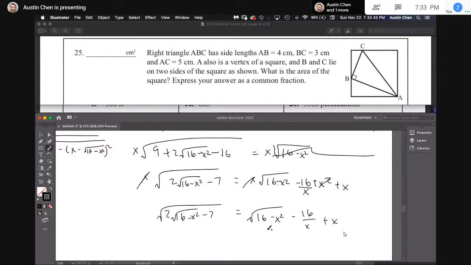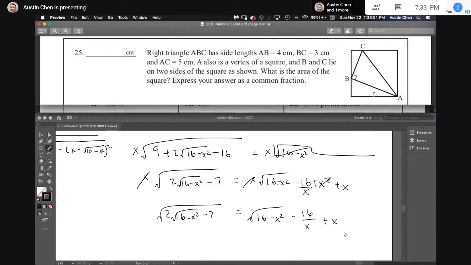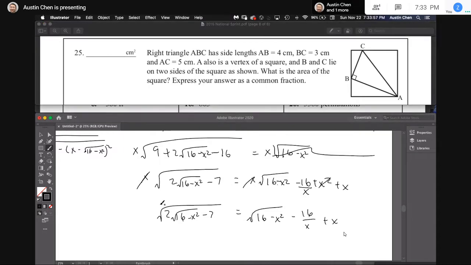Is it 409617? Wait, what? Never mind, it's not. 256 over 17. Okay, so do I'm onto something, but I'm just slightly off. Wait, can you plug this into your TI and see what you get?